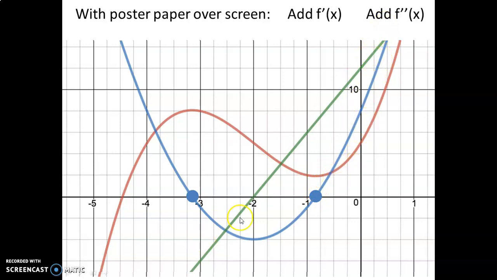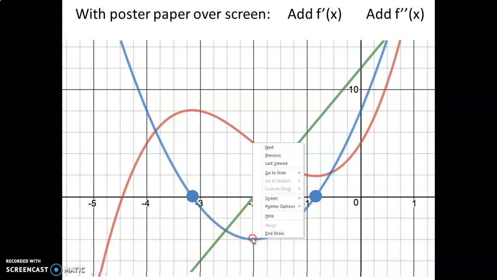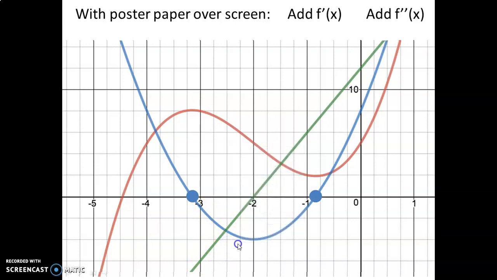And look at the green one. The green one represents the slope of the blue one. The blue one has negative slope, so negative slope until you get to here. All right, until you get to here. And then it has an increasing, then it has positive slope. So look, no slope, and then positive slope here.